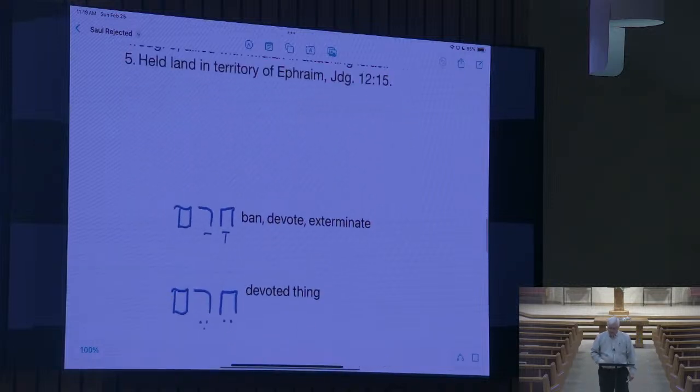The word there is haram, to ban something, to devote it. It can mean to devote something positively, like you're going to give something to God, you devote it to God. But it also means devoted to destruction or extermination. So haram. And then something that has been devoted, a devoted thing or a thing set for extermination, is karam.